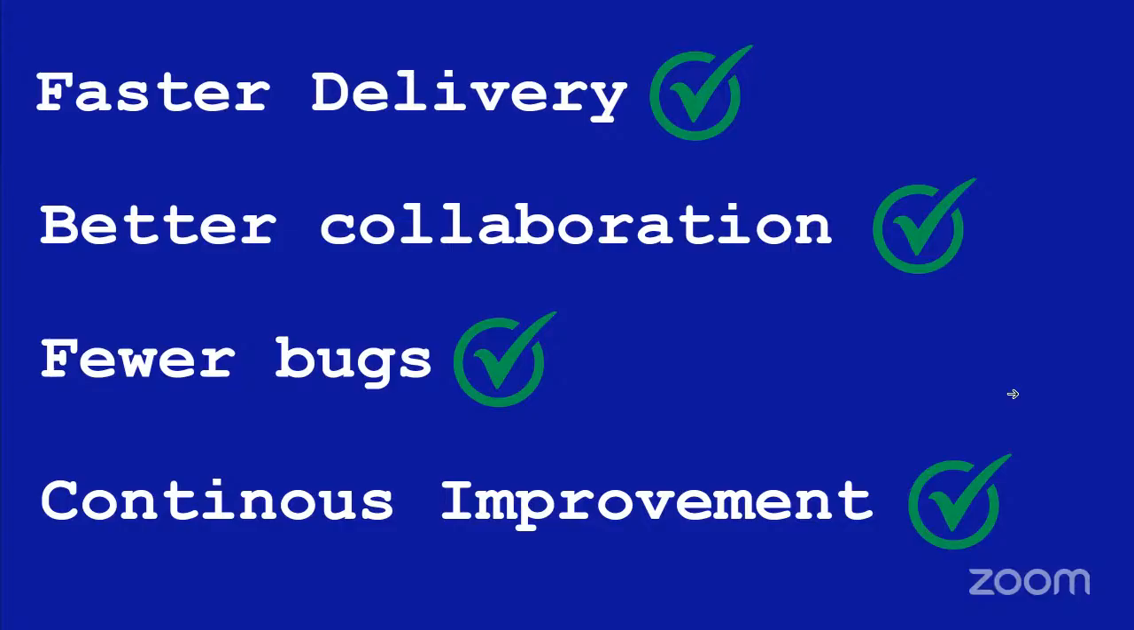Fewer bugs. If we automate our process of testing, we set up specific tests that our code has to pass to be deployed. Of course, it is beneficial for having fewer bugs and fewer errors in our code. And this process is also automated. And as I said before, continuous improvement.